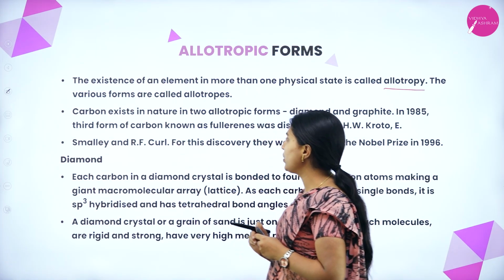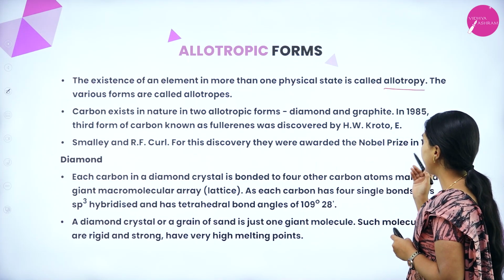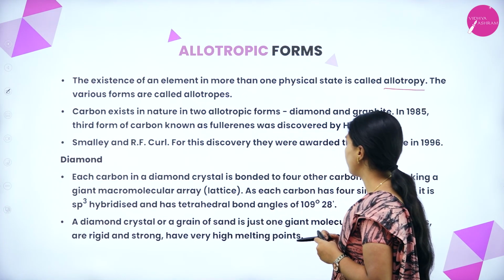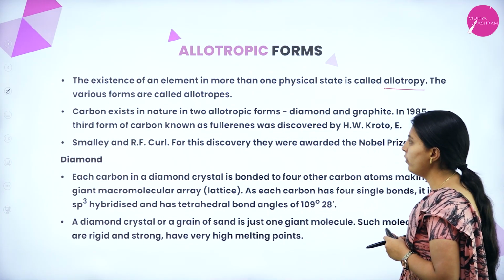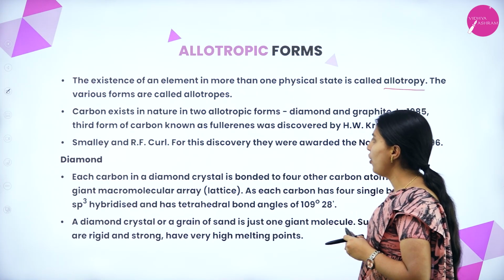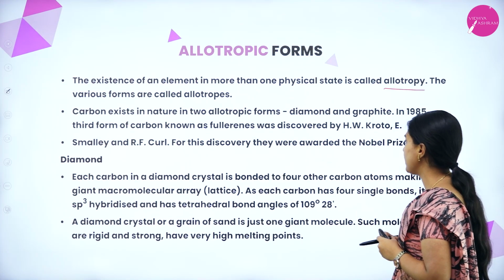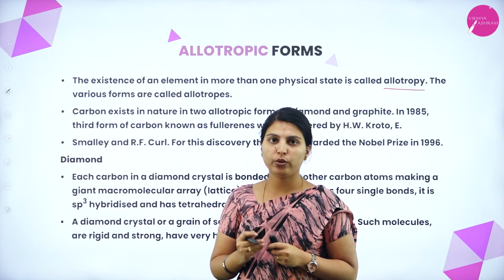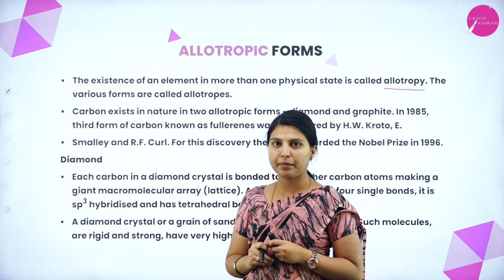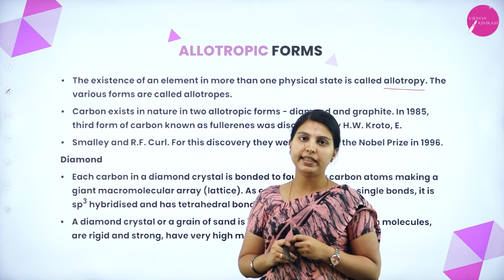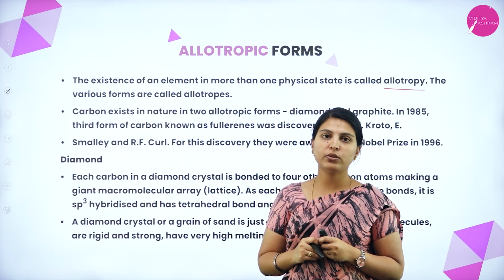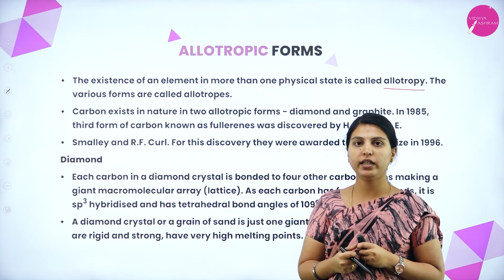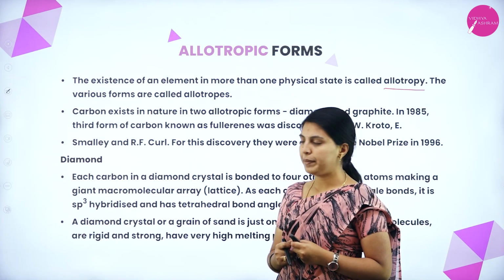Carbon exists in nature in two allotropic forms, diamond and graphite. In 1985, a third form of carbon known as fullerenes was discovered by H.W. Kroto, R.E. Smalley and R.F. Curl. For this discovery, they were awarded the Nobel Prize in 1996. First, the two allotropic forms of carbon, diamond and graphite, were known. Later, they showed that fullerenes are also an allotropic form of carbon, and for that they were awarded the Nobel Prize.